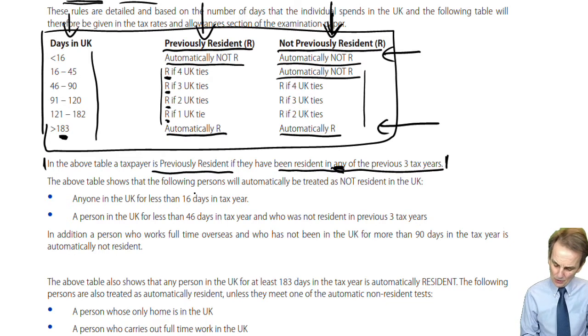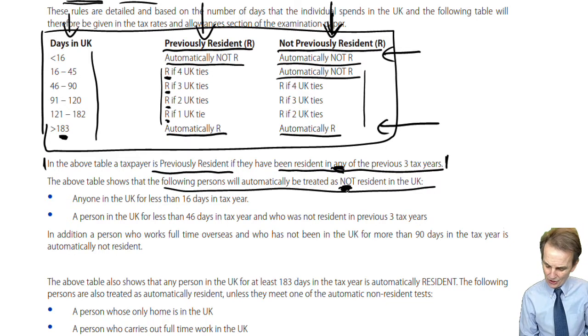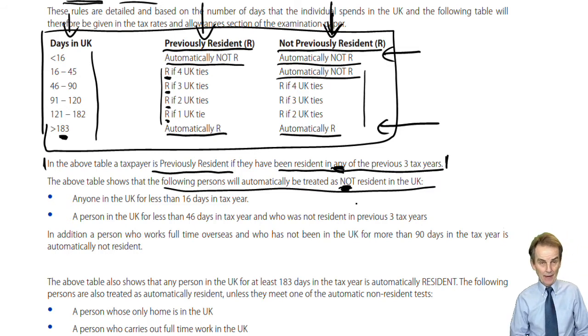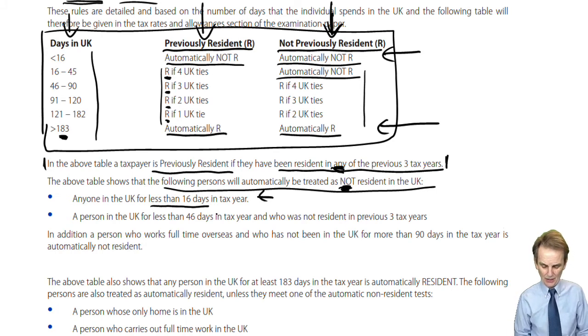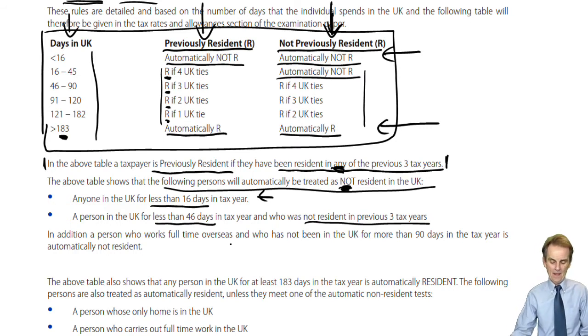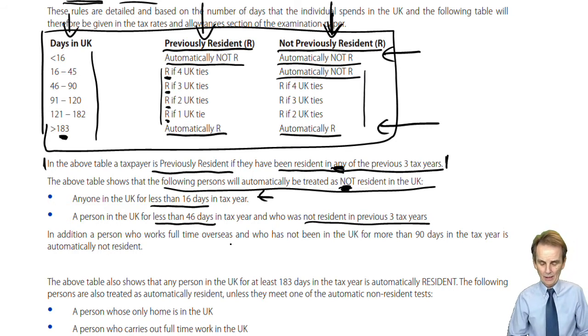That table shows that the following persons will automatically be treated as not resident in the UK. As we've just seen, anyone in the UK for less than 16 days. If, of course, you were not resident in the previous 3 tax years, then a person in the UK for less than 46 days. Those people are automatically not UK resident. Another one that you're going to have to learn.